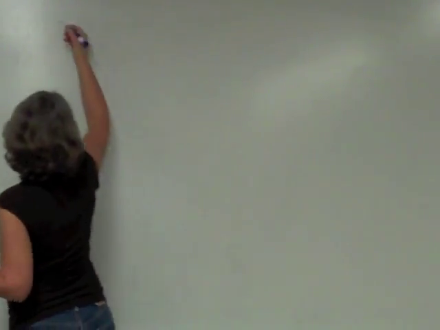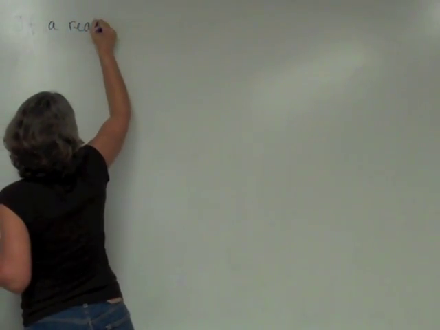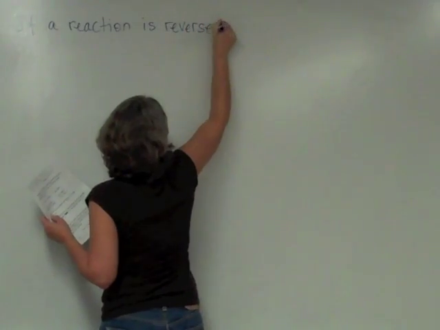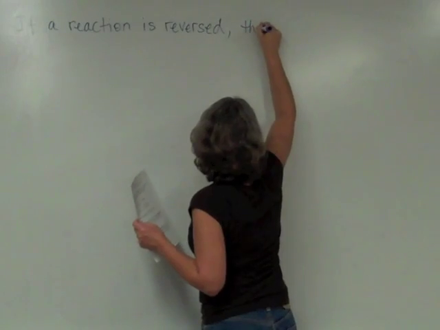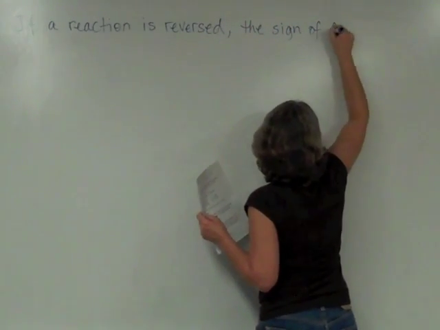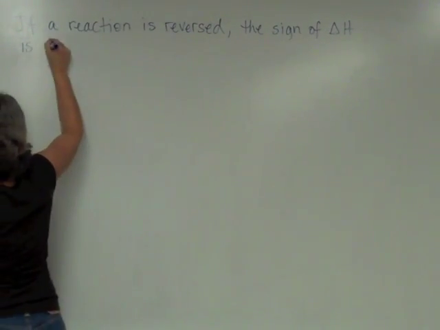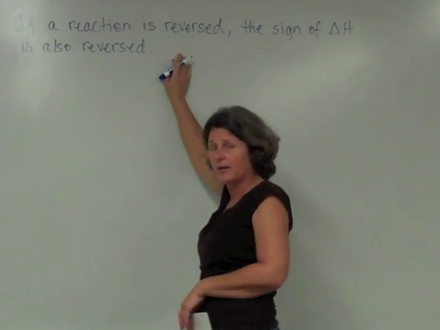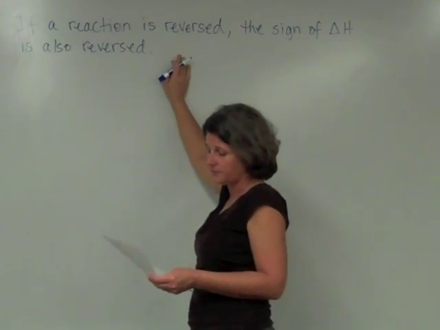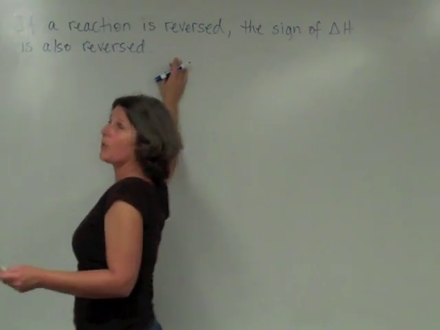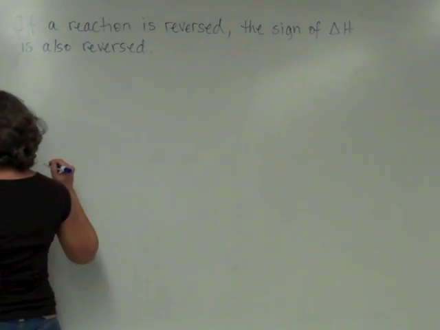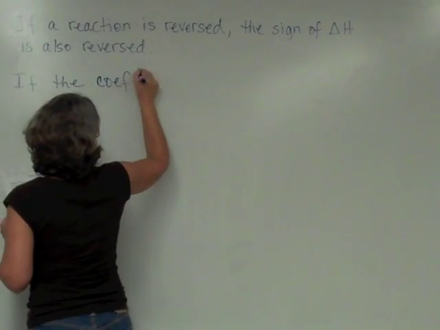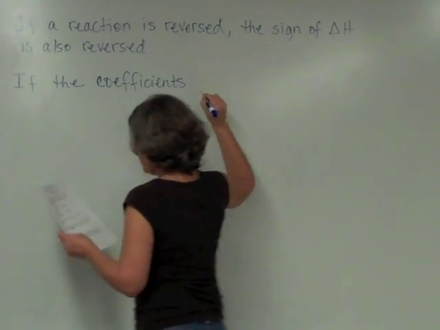If a reaction is reversed, the sign of delta H is also reversed. So this is rule number one that we must abide by getting things set up in order to solve using Hess's law. Okay, and the second guideline that we cannot break, the parameters that we have to follow, the rules of this particular game, is if the coefficients are multiplied, delta H is multiplied too, in the balanced reaction.